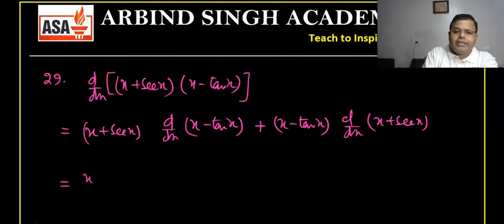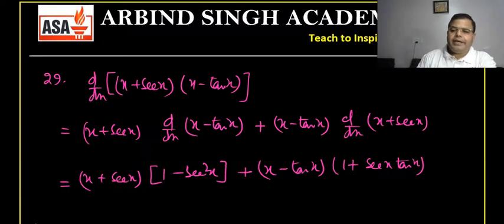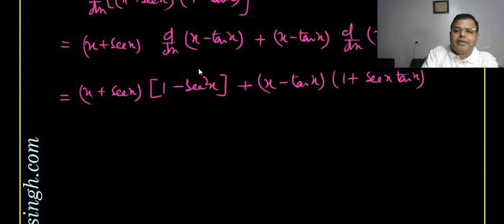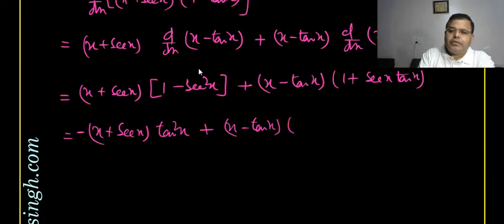So we can write it like x plus sec x, the derivative of x is 1 and of tan x is sec square x, plus x minus tan x as it is, and the derivative of x is 1 and the derivative of sec x is sec x tan x. That is basically the answer. There is no need to write it further, but sec square x minus 1 is tan square x, so we can write x plus sec x into minus tan square x, plus x minus tan x into 1 plus sec x tan x, and that will be the answer.